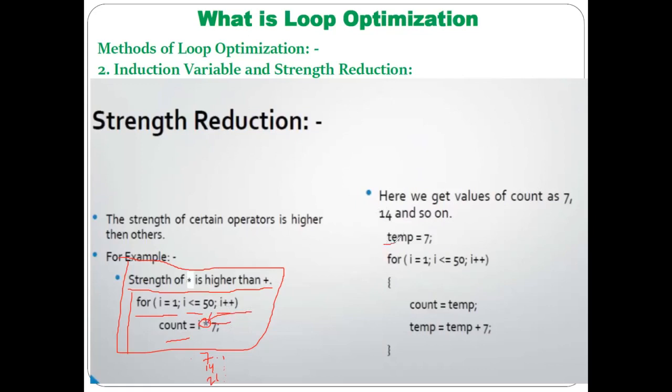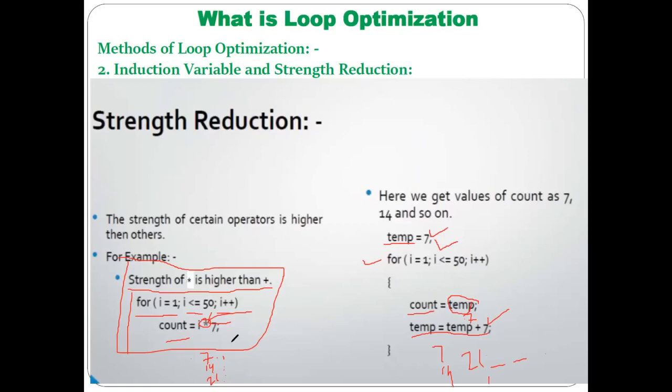How can it be done? We take a separate variable temp, and to that variable we assign the value 7, and the loop remains the same. Only some code will be changed inside. We assign to count the variable temp. And what is the value of temp? 7. Next, temp equal to temp plus 7. Initially the value of temp is 7, then after this it becomes 14. After that, 21. Like this.